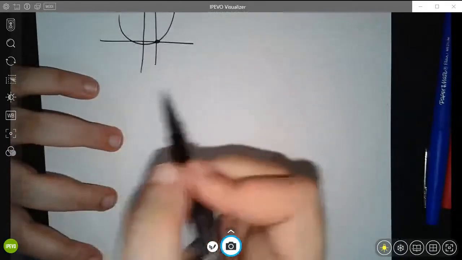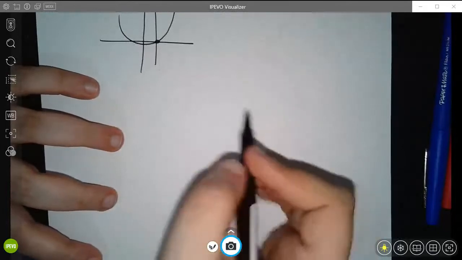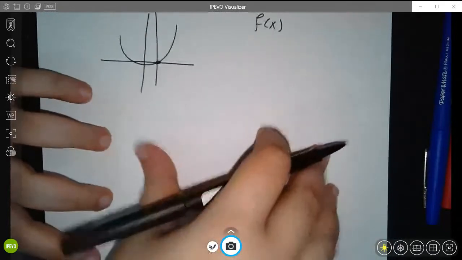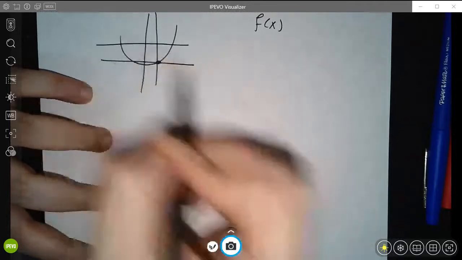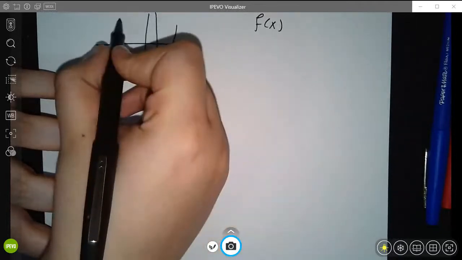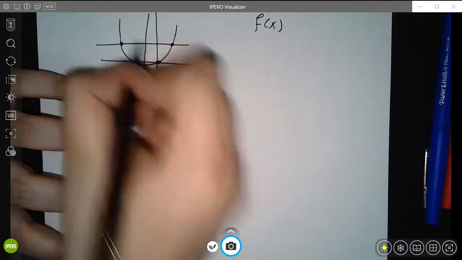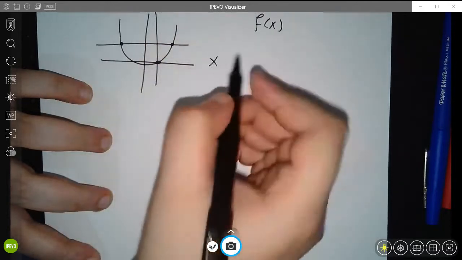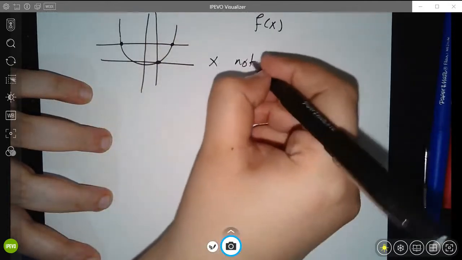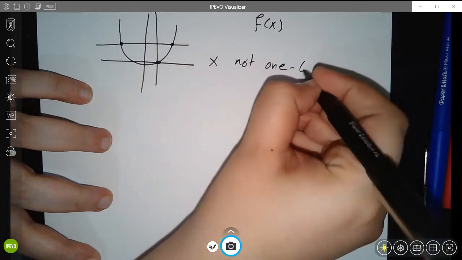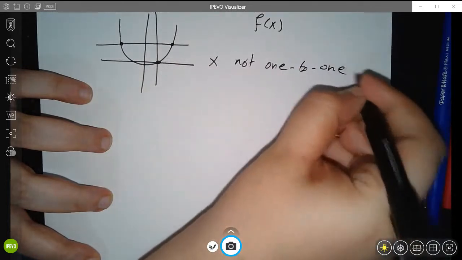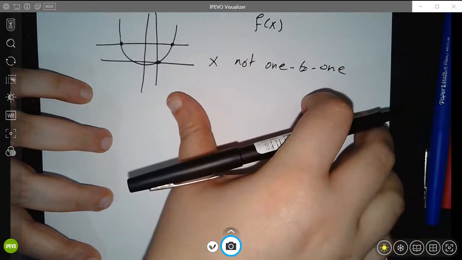So if I want you to identify if a function is one-to-one or not, it needs to pass another type of test, which is called the horizontal line test. So for example, the parabola I just drew right here intersects the horizontal line at 2 points. Therefore, this is not 1 to 1. It is not.